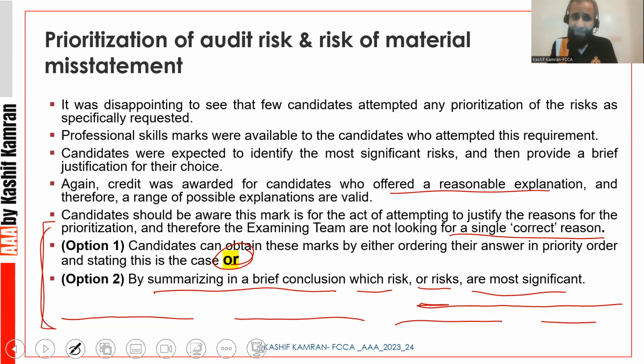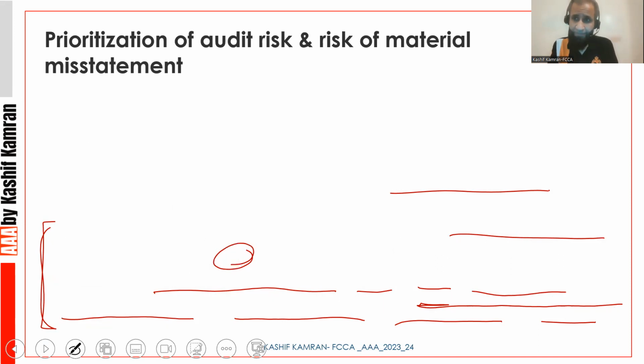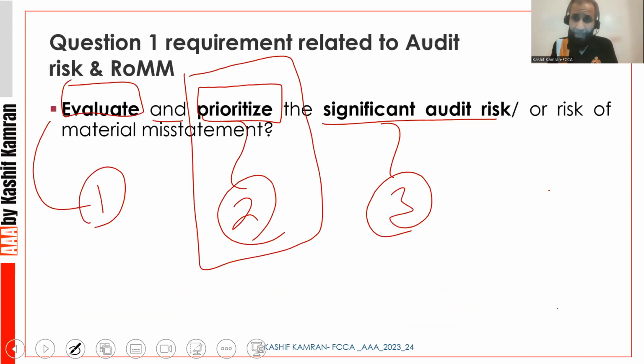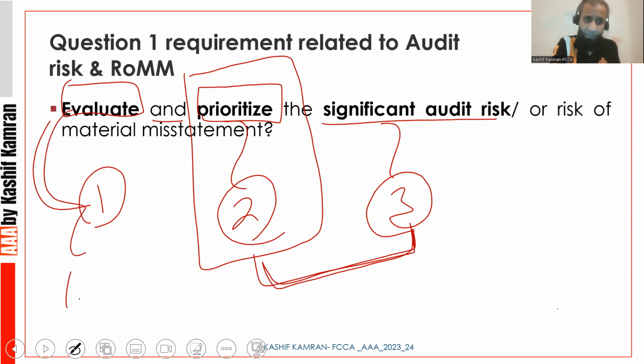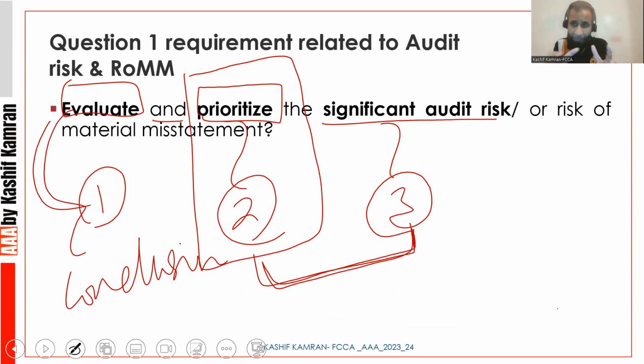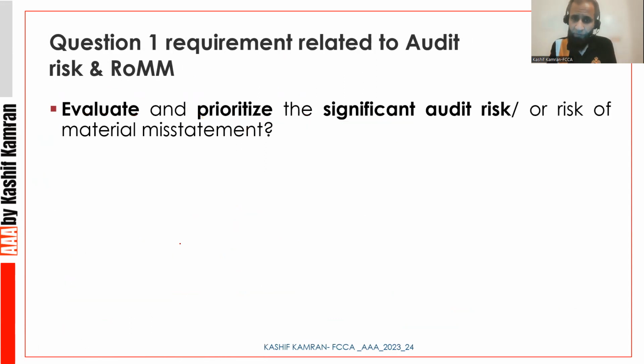So I hope this session around the prioritization of risk will help you out, as well as the significance of risk. That is very important. And evaluate was to give a conclusion. So at the end of the day, you give a conclusion. You conclude on the basis of your significance, and you conclude on the basis of that in which order you have prioritized the significant risk. So these 3 terminologies are critical for you to understand.